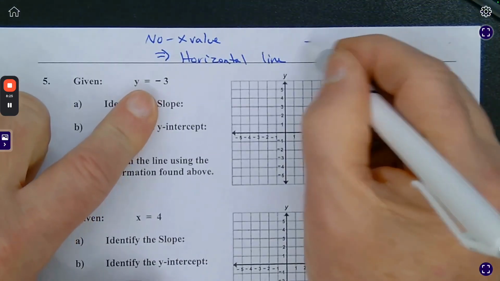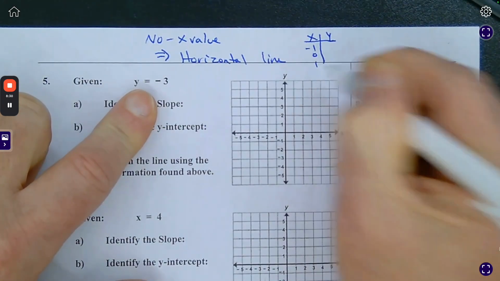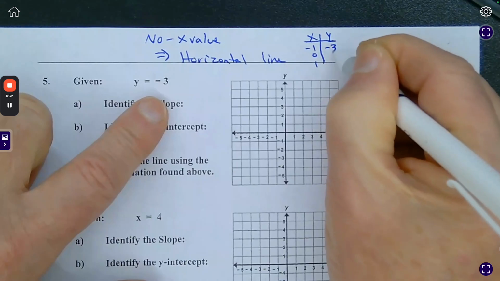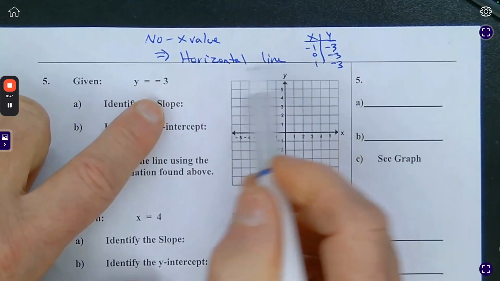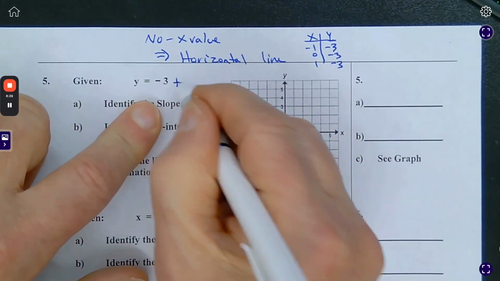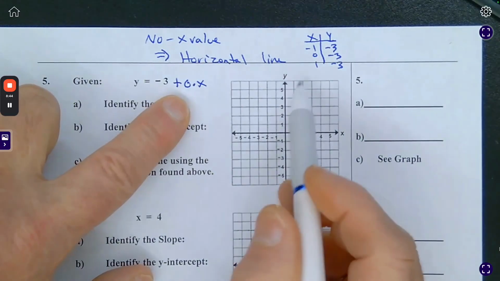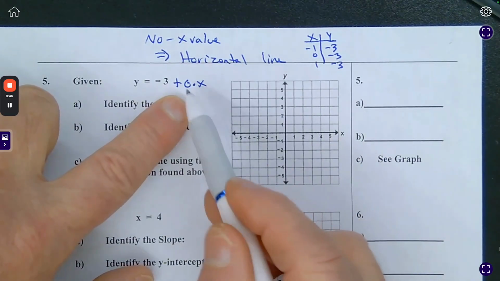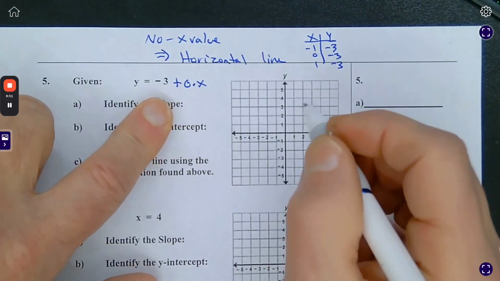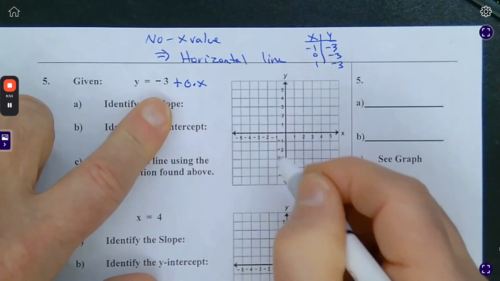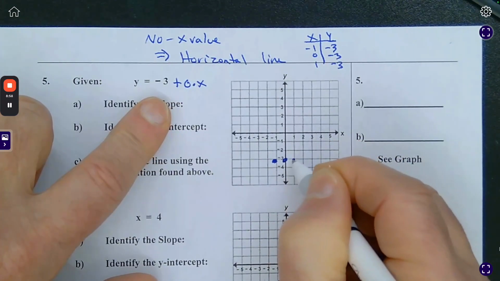So if I look at it from a table perspective, x, y, x can be anything. But what must y always equal? It must always equal negative 3. x can be anything because x has nothing to do with this. This is like plus 0 times x, right? So no matter what I put in for x, it's always just going to turn to 0, and I'm going to be left with negative 3. Let's plot those points. So I'm going to go negative 1, negative 3, right here. I'm going to go 0, negative 3, right here. I'm going to go 1, negative 3.